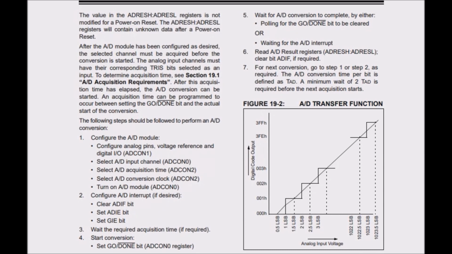After the AD module has been configured as desired, the selected channel must be acquired before the conversion is started. The analog input channels must have their corresponding TRIS bits selected as an input. To determine acquisition time, see section 19.1, AD acquisition requirements. After this acquisition time has elapsed, the AD conversion can be started.